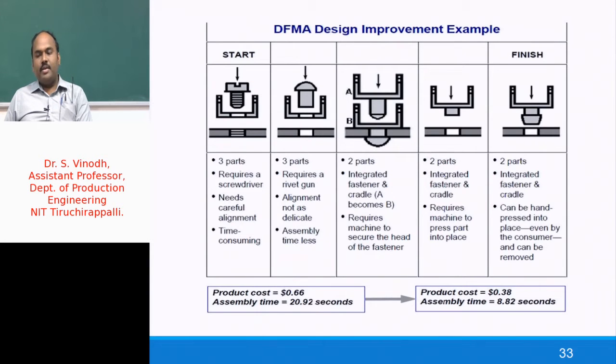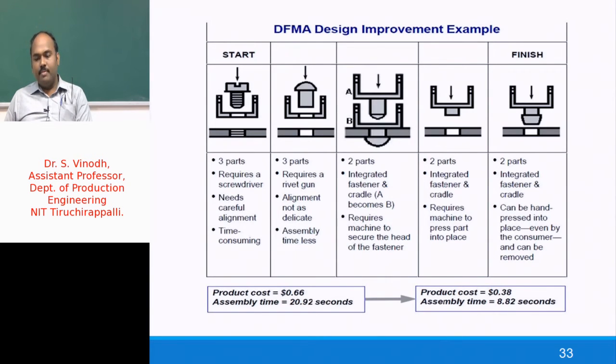This is again a next example for DFMA. The design improvement is being shown in 5 stages. The one on the left extreme, we could see 3 parts are there. This requires a screwdriver and careful alignment needs to be ensured. It's a time consuming task. Next, the second phase, same 3 parts, they require a rivet gun. Alignment is not as delicate and the assembly time will be lesser.